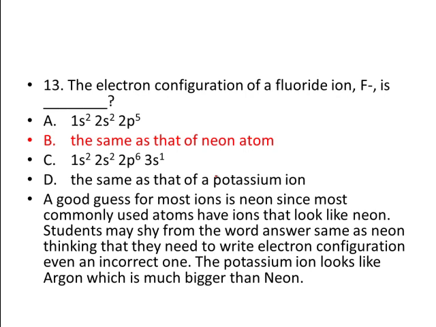A good guess for most ions is neon, since most commonly used atoms in chemistry class, like carbon, nitrogen, oxygen, all look like neon. Students may not choose answer B because they think it has to be written like 1s2, 2s2, where I don't see 2s2, 2p6. So we have to know that neon is actually a noble gas and it fits 2s2, 2p6. Potassium ion looks like argon, but it's obviously a lot bigger than neon.